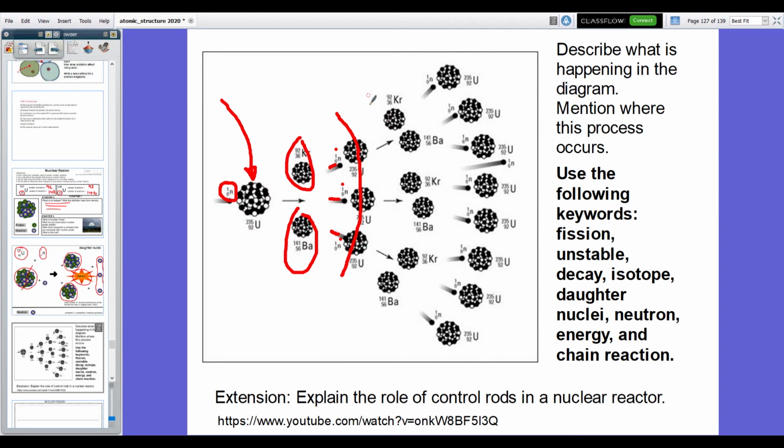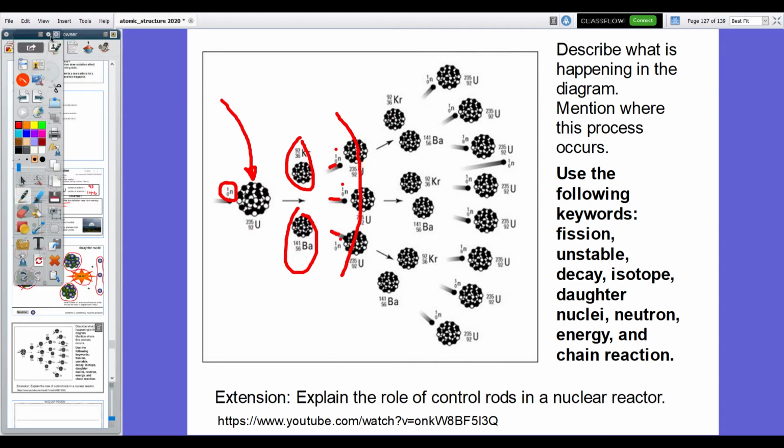Those uraniums then move off and they break up some more krypton, barium, create daughter nuclei, but each one of these also then produces 3 more neutrons. And each one of those neutrons is capable of going on to keep the equation going.